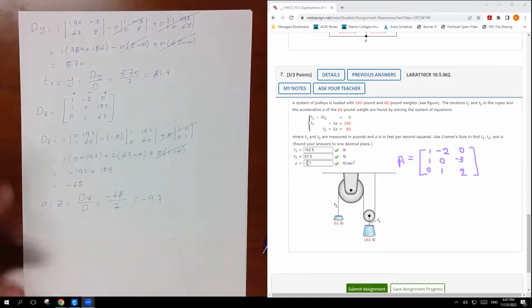And that's what we got here on the third one. So the value of T1 is going to be 162.9. The value of T2 is going to be 81.4. And the value of A is going to be negative 9.7. That's it for section 10.5.